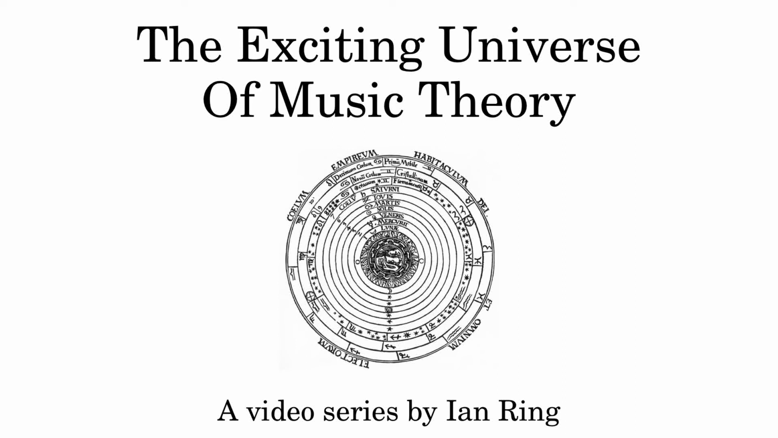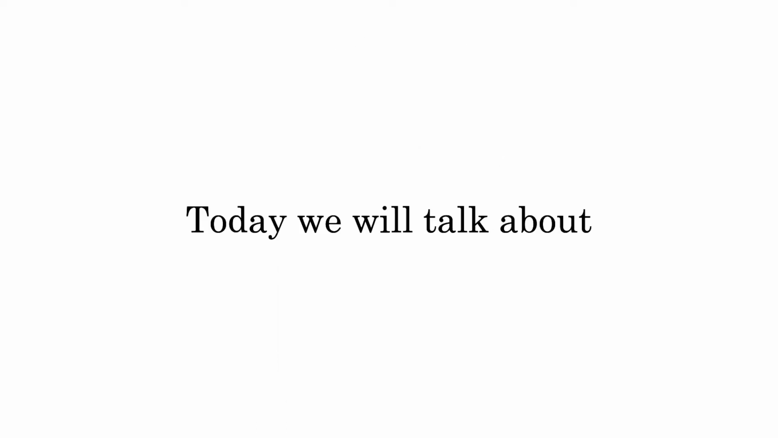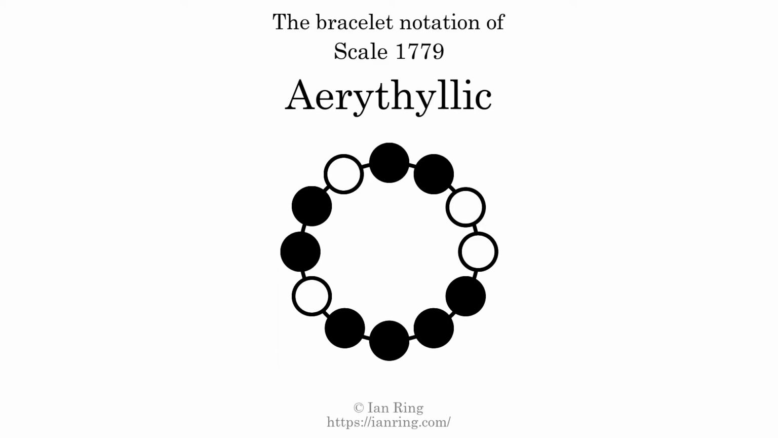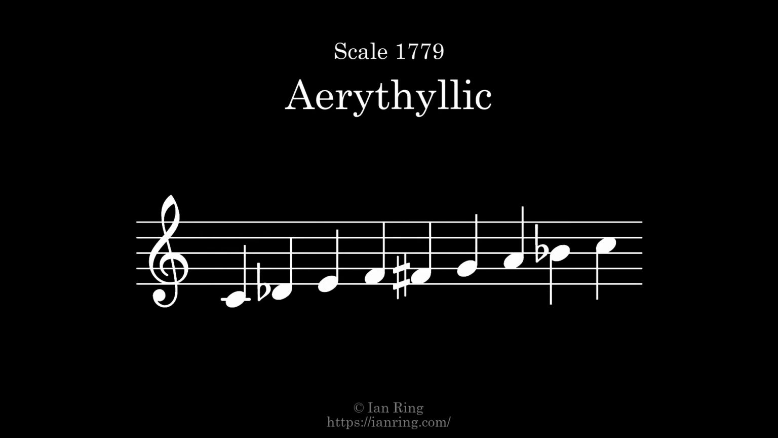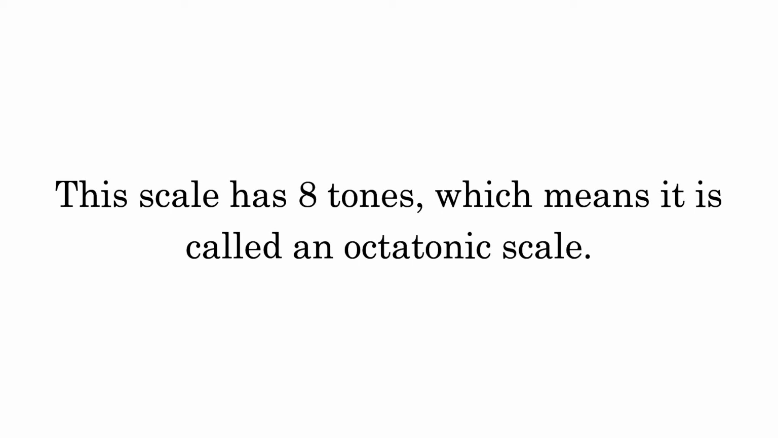Welcome to the exciting universe of music theory. Are you ready to learn? Then let's begin. Today we will talk about Scale 1779, Aerythyllic, which sounds like this. This scale has 8 tones, which means it is called an octatonic scale.